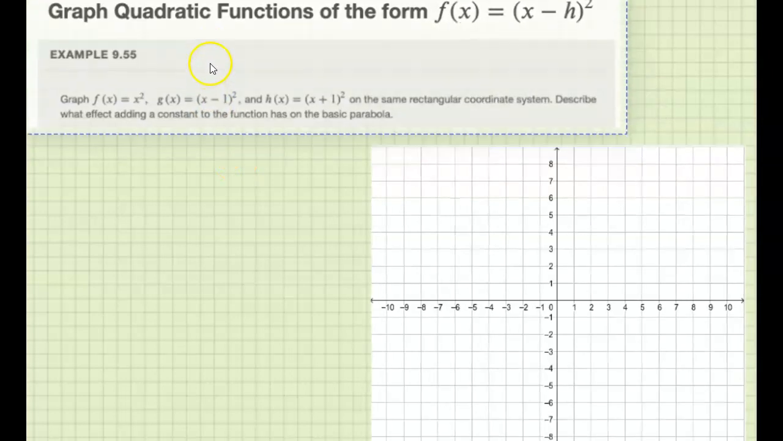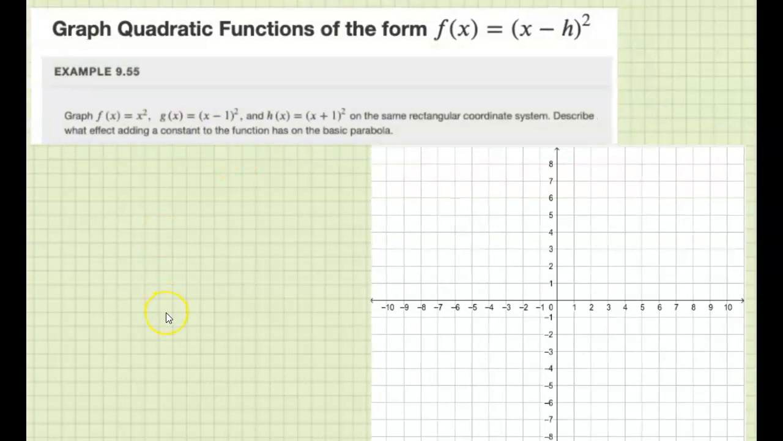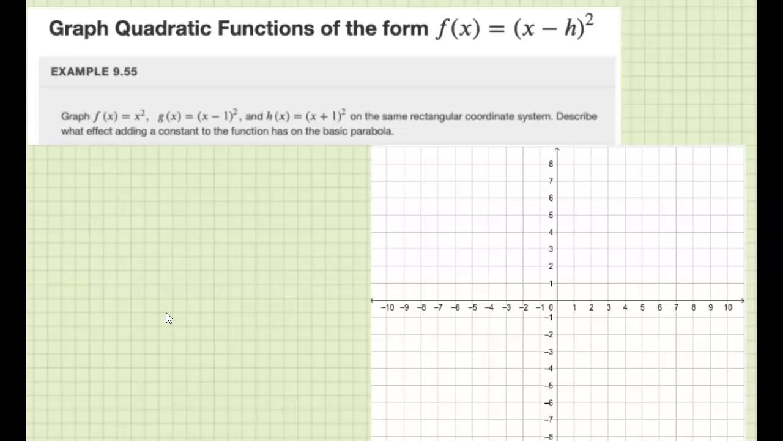Let's look at this example. So we're going to look at different types of transformation. We're going to start with our basic x squared graph again, but now we're adding and subtracting numbers directly from the x, inside the parentheses. So we're going to look at graphs of the type (x minus h) squared.